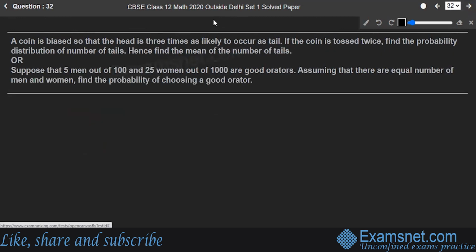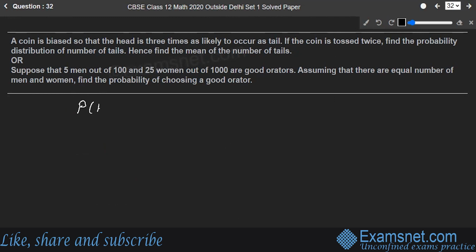A coin is biased so that the head is 3 times as likely to occur as the tail. If the coin is tossed twice, find the probability distribution of the number of tails, hence find the mean of the number of tails. Fine. Here you are given the coin is biased so that the head is 3 times as likely to occur as the tail.